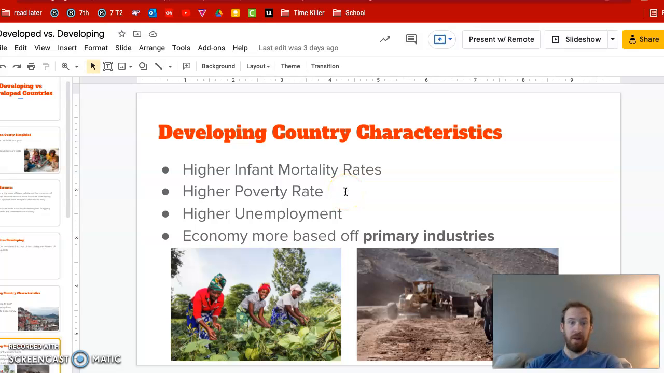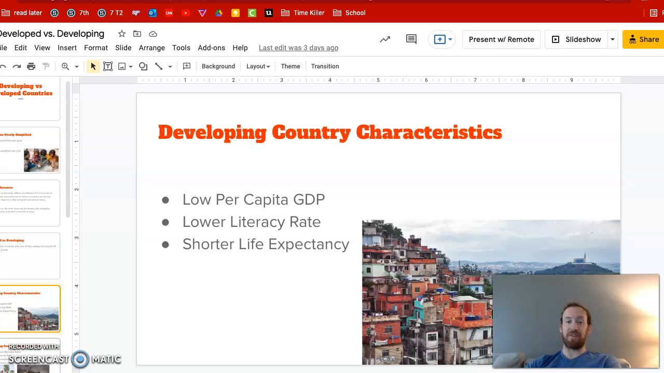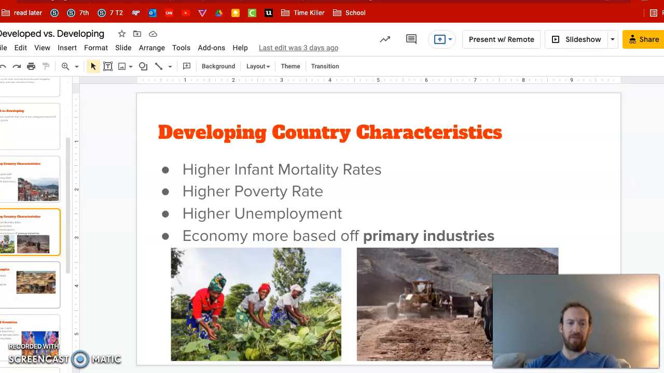They have higher poverty rates, which means they're going to have a higher percentage of the population that is very poor. You're going to have higher unemployment. So you're going to have a large chunk of the population that cannot find work. Also, and this is an important one, most of the economy is going to be based off primary industries. If you remember learning about that, was that a week or two ago? Primary industries are jobs that gather raw materials. So it could be farmers growing crops. It could be miners digging things out of the ground, fishermen, stuff like that. So all those seven things are things you can look at if trying to determine if a country is developing.